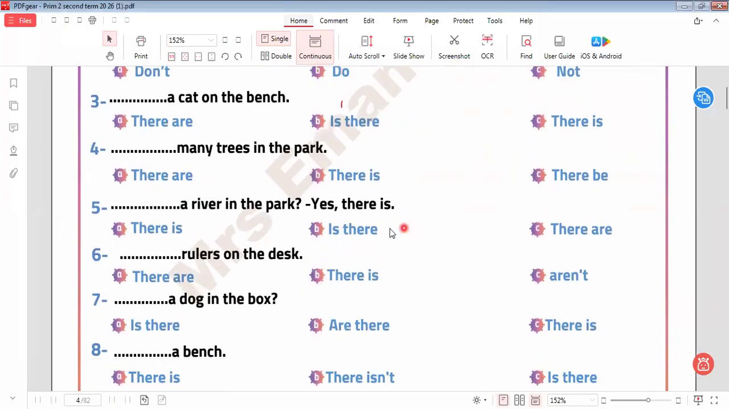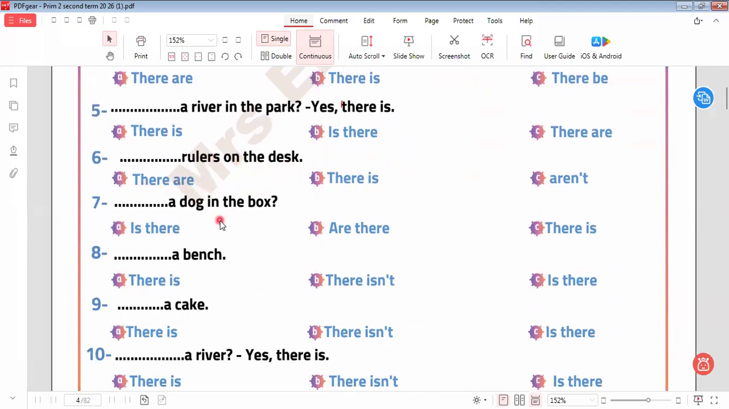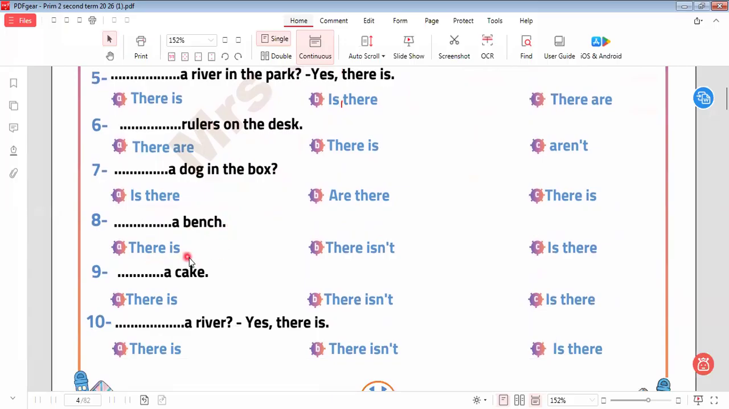To be here, is there. So here I make inverse, I put the verb instead of the subject. Rulers on the desk. Rulers here, it will be there are. Space, a dog in the books. So here the dog is singular. When I make inverse, I make it there is. Space, a pinch. It will be there is a pinch.